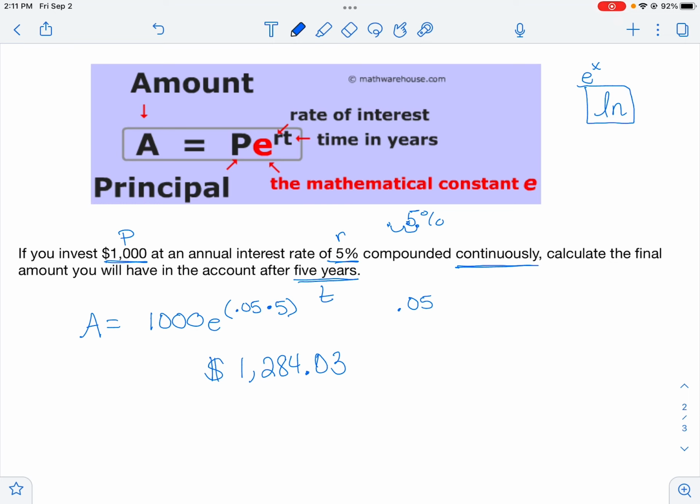$284.03. Your goal of this is to be able to solve for different parts that you may be given and solve for the unknowns, and also to be able to compare compounding versus continuously under certain times and when's a better deal, which one should you choose, and also be able to see what these look like on a graph.